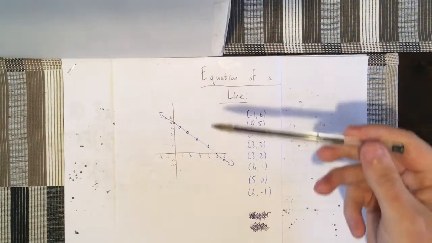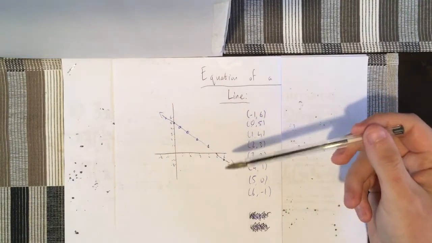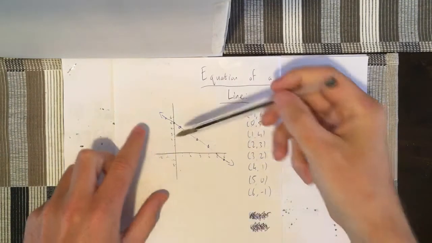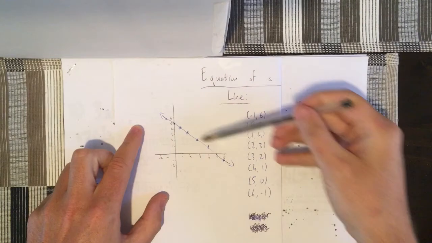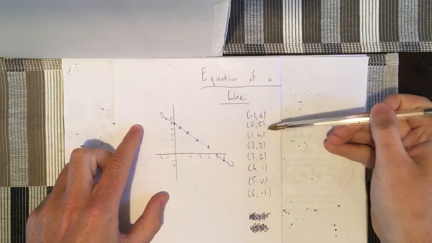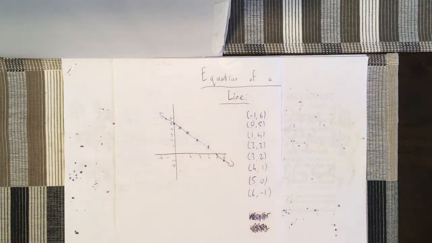So here is a line. Okay, my diagram here is rough enough. There's a slightly better version of this diagram on page 555 in your book. But if you look at this straight line, what is supposed to be a straight line, here's all the points on it. Minus 1, 6, 0, 5, 1, 4, 2, 3, 3, 2, 4, 1, 5, 0, 6, minus 1.